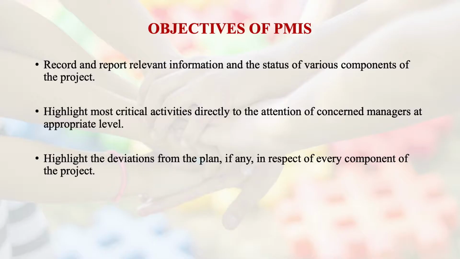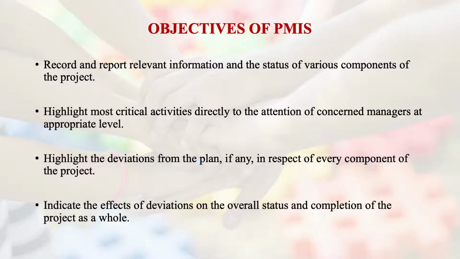It also highlights the deviation from the plan, if any, in respect of every component of the project. So in case of any deviation, that is being understood, or it basically recognizes, right? And finally, it indicates the effects of deviation on the overall status and completion of the project as a whole. But are these the only objectives? There are some more objectives also.